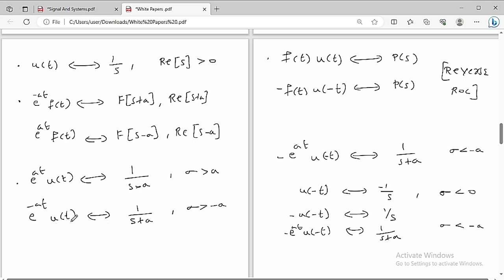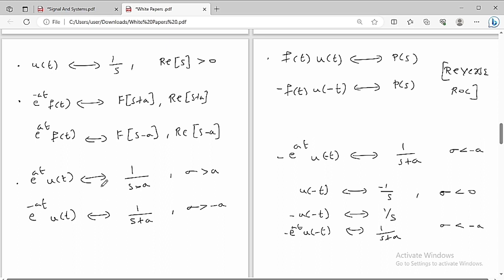Then for e to the power of minus at into u of t, replace s by s plus a, which gives 1 by s plus a. In the ROC also, the real part of s plus a greater than 0 means sigma plus a greater than 0, which means sigma greater than minus a. So we got these two expressions. Therefore e to the power of at into u of t has the Laplace transform 1 by s minus a with an ROC sigma greater than a, and e to the power of minus at into u of t has the Laplace transform 1 by s plus a with an ROC sigma greater than minus a. This one I have already told you.